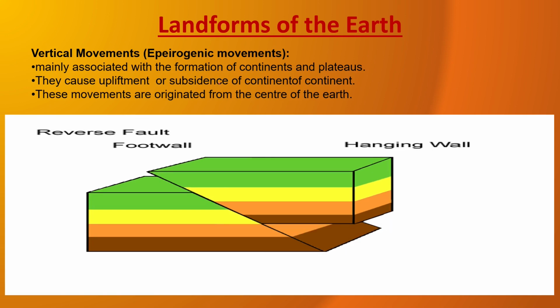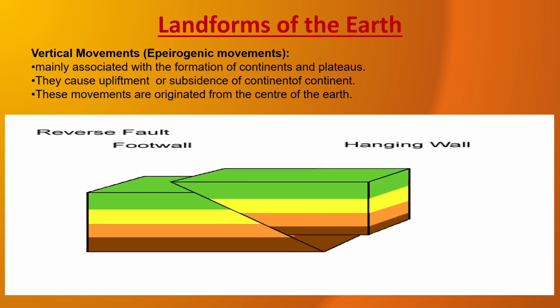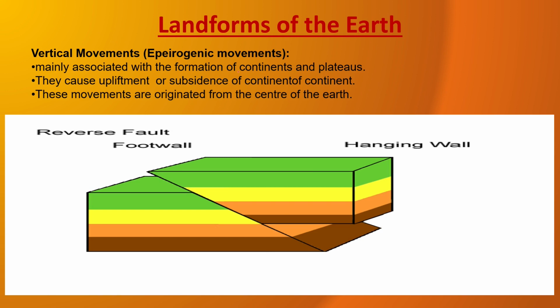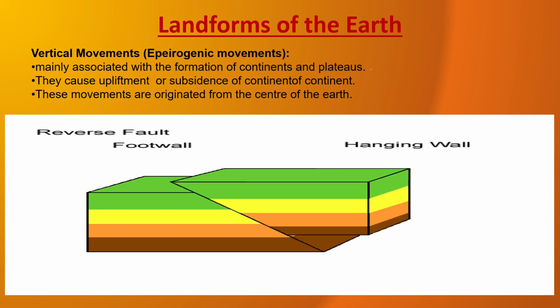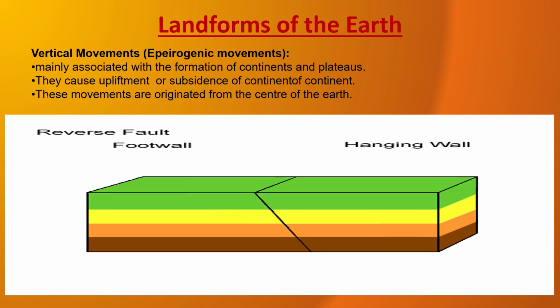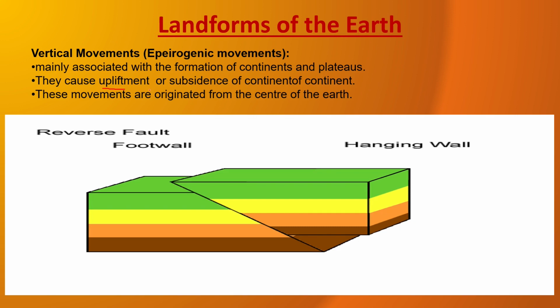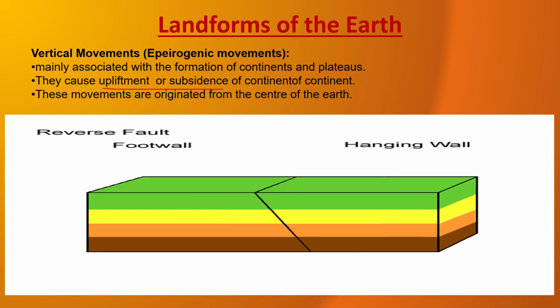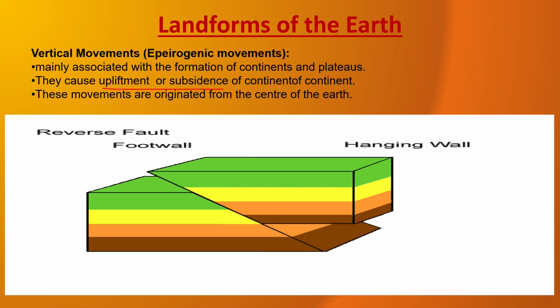Vertical movements. Epeirogenic movement is mainly associated with the formation of continents and plateaus. They cause upliftment or subsidence of continents or any part of the landmass. These movements originate from the center of the earth, that is the interior of the earth.